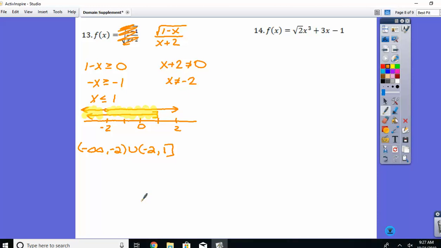Why couldn't we just go from the 1 and down? Because we have to show that the 2 is open. Yeah, so it's basically everything smaller than 1 with the exception of negative 2. So that's why I had to separate it at negative 2 to say that that one number did not work. Other questions?